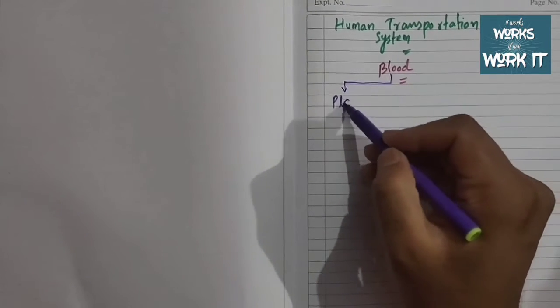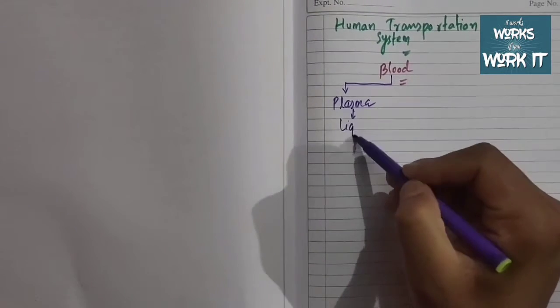The first one is the plasma. It is a yellowish colored fluid which contains 90% water and 10% organic substances.